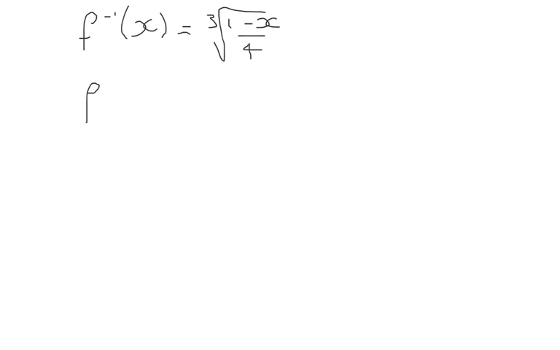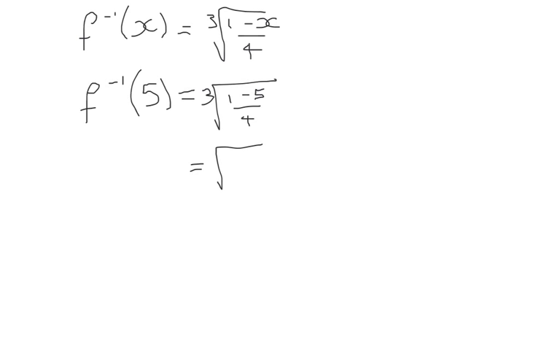And we need to know the inverse when x is 5. So put x equals 5 through this equation. 1 subtract 5 divided by 4. So that's the cubed root of negative 4 over 4. Cubed root of negative 1. It is possible to take the cubed root of a negative. It's also negative. Negative 1.